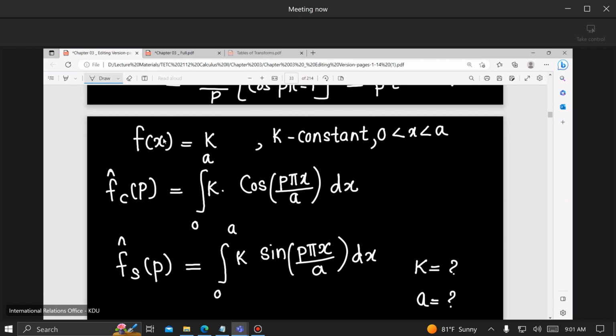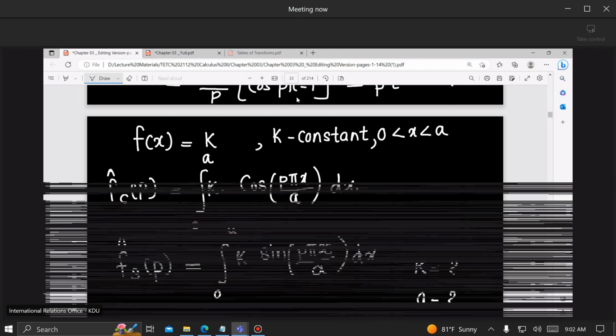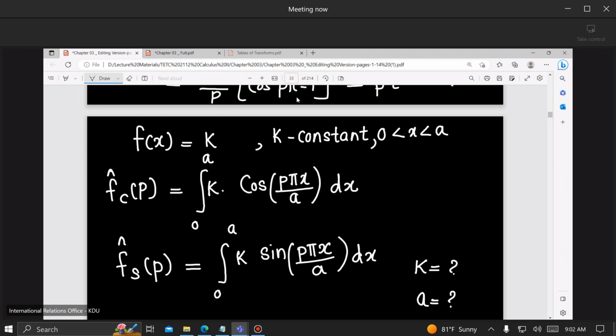For example, take k is equal to 5 and a is equal to 3. Then substitute those two and solve the problem. If you are able to solve that type of problem, then you can face the question in the exam as well.